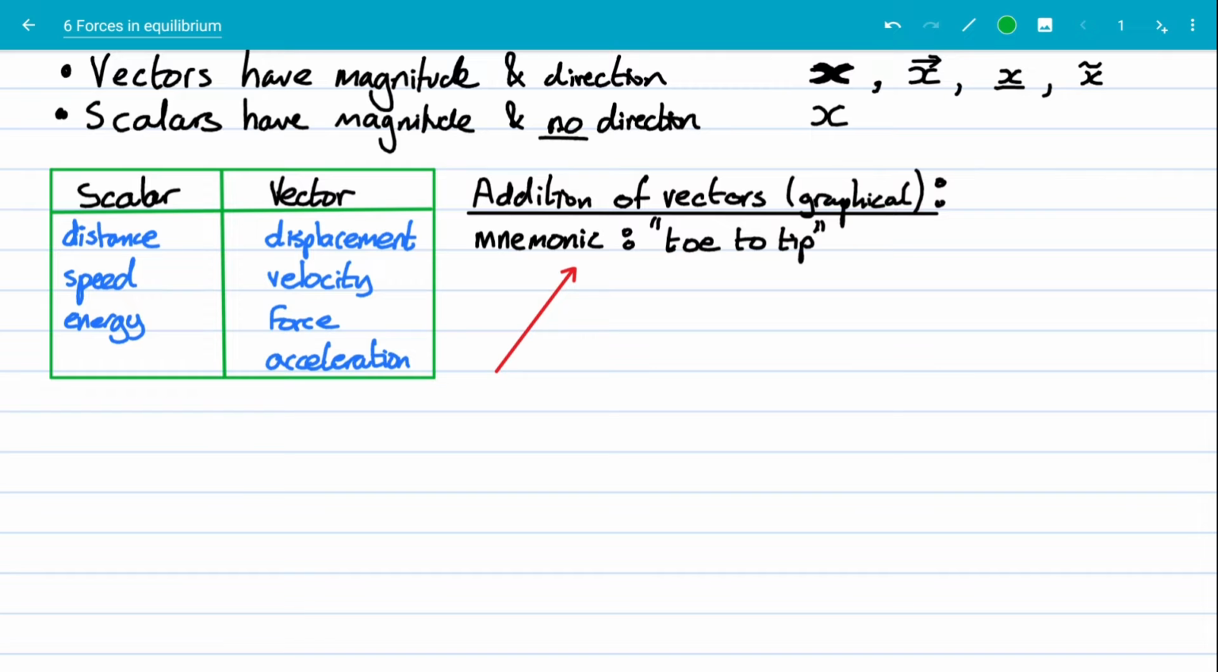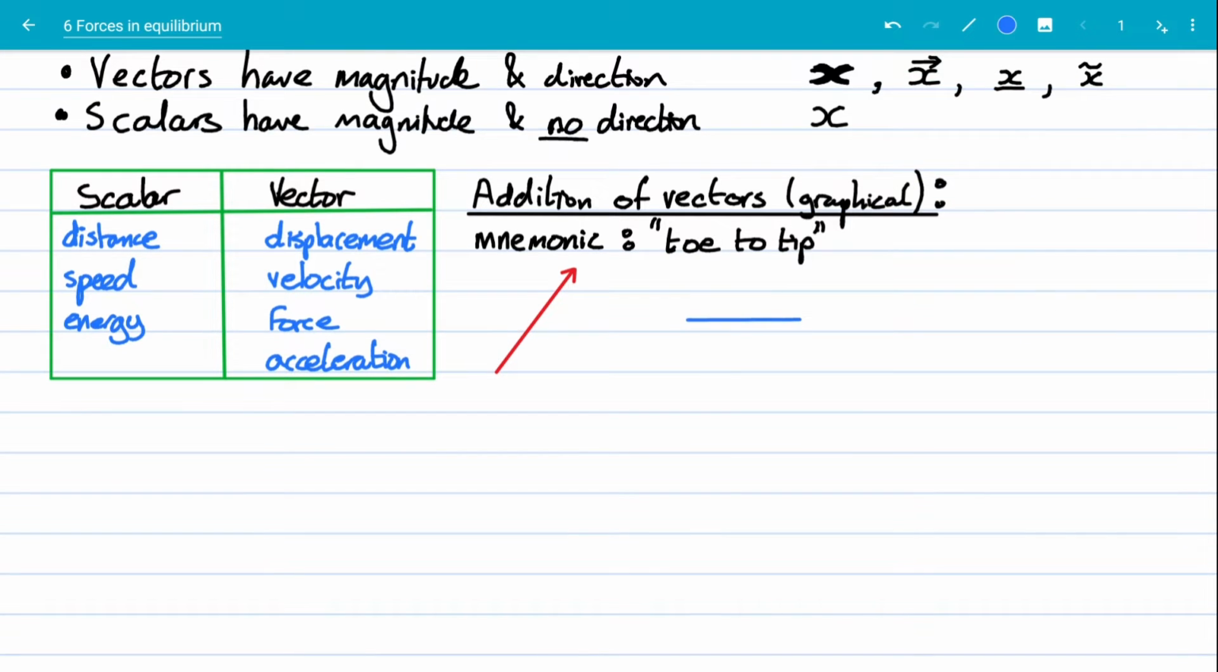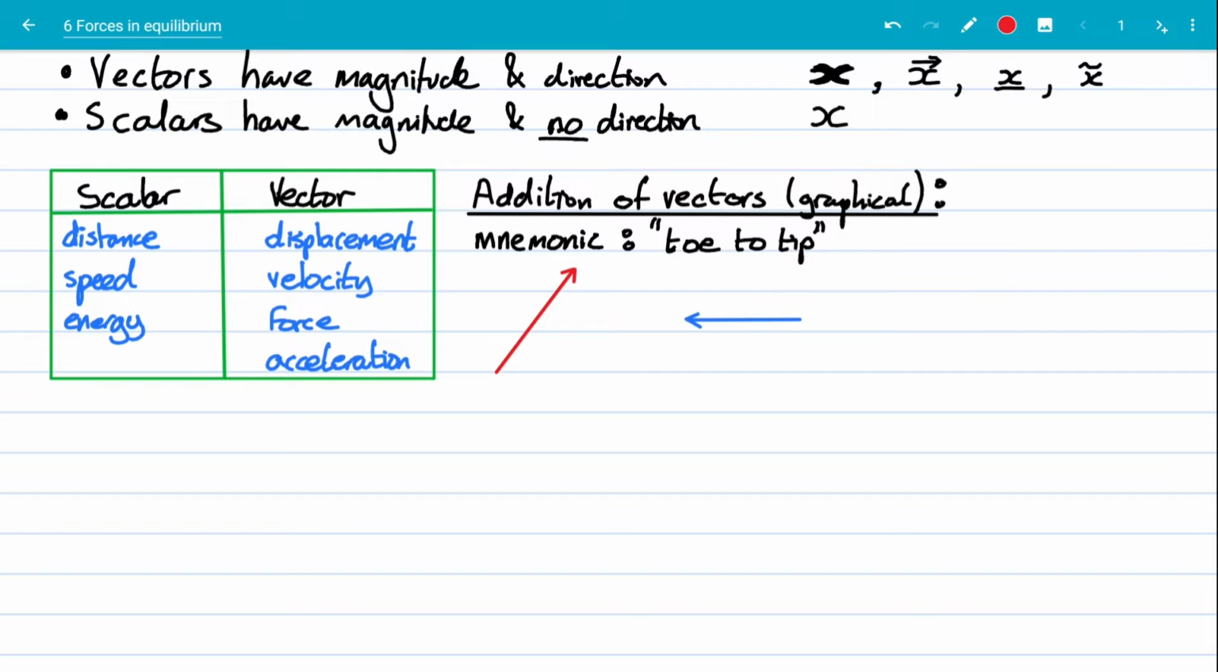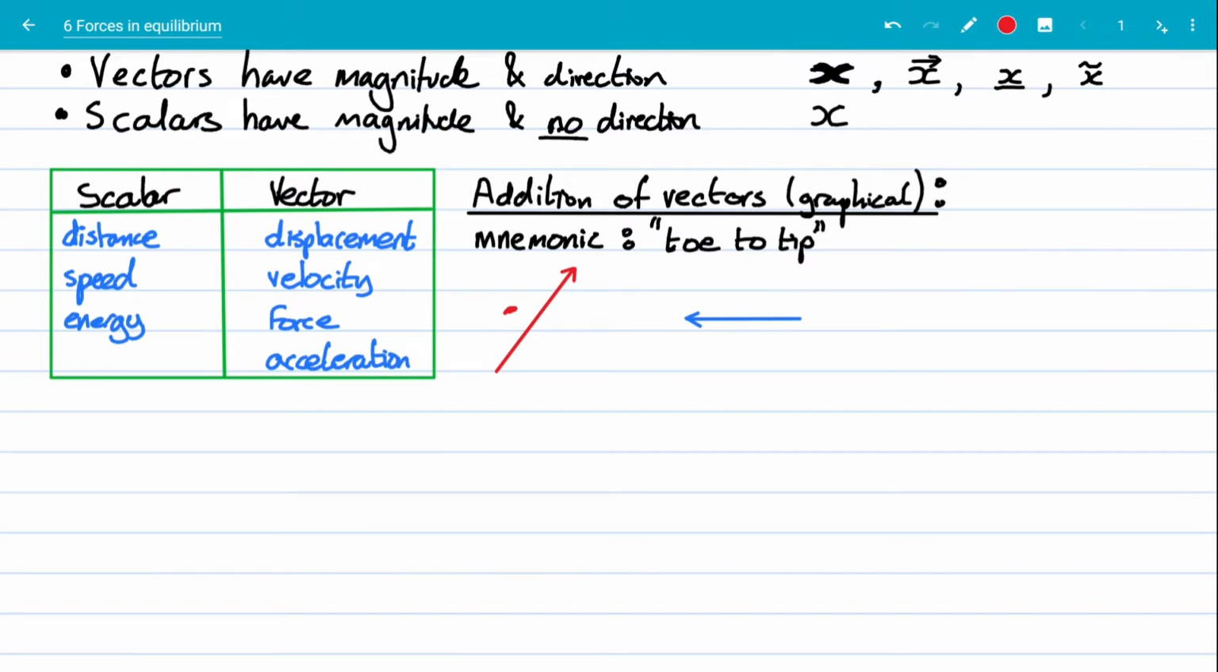And then we're going to have another vector. Let's make it blue. And we're going to do it like this. And I'm going to label this vector B. So we've got vector A, vector B. Vector A I've drawn in red. And I'm representing these vectors in a graphical diagram as arrows.